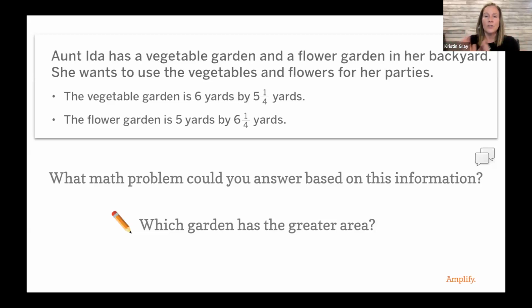And I don't want the solution in the chat. What I would love in the chat is what would your strategy or approach be to starting this problem? So if you were to take this information and start to answer the problem, which garden has the greater area, what would you do? What would be your approach to this particular problem? And if you could put that in the chat, and then I encourage you to see if somebody mentions an idea that you hadn't thought about.